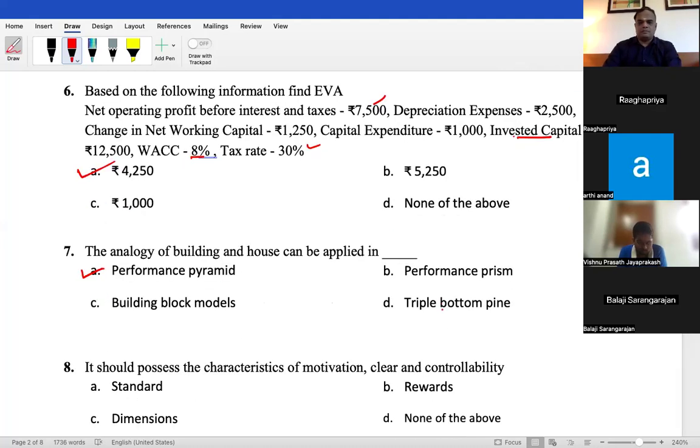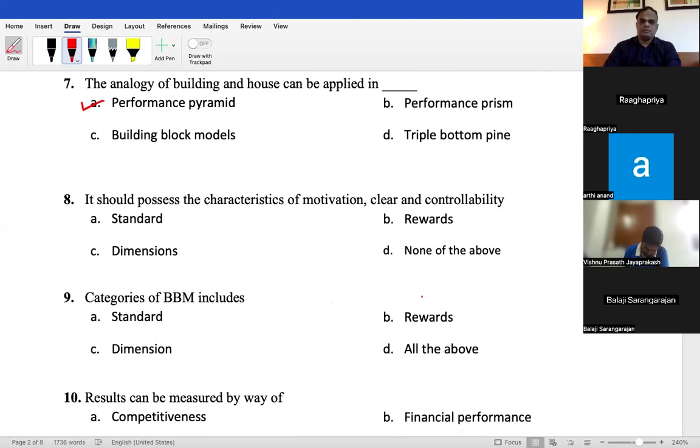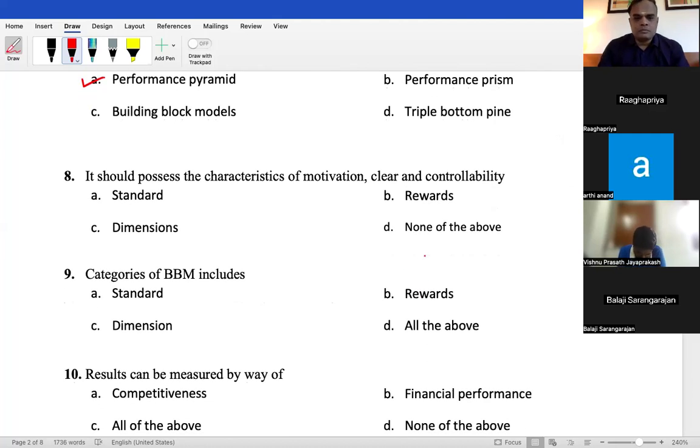Question number 8. It should possess the characteristics of motivation, clear and controllability. Which one? Option A standard, B rewards, C dimensions, D none of the above. Rewards. Yeah, be the motivating one. Therefore, reward.